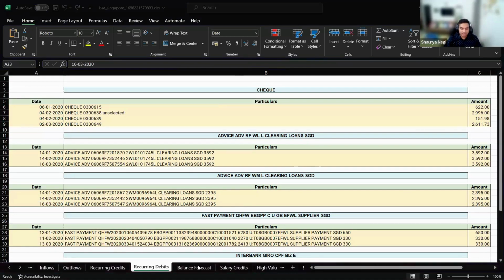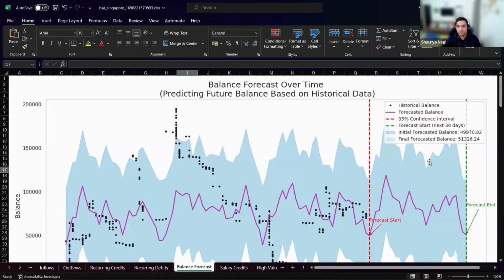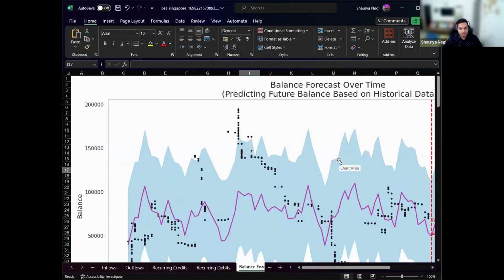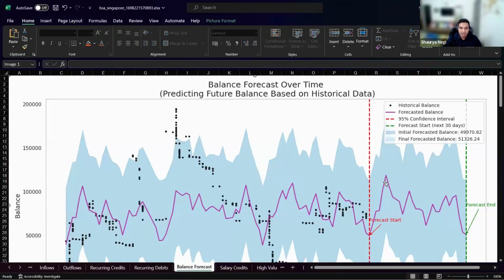The next sheet is the balance forecast sheet. Think of the balance forecast sheet as your financial foresight tool. Using historical data and transactions, it offers a projected account balance for future days. So this is something for better decision making in the future. I'll just take an example. This particular sheet has various plots and graphs which predict future balance based on historical data.